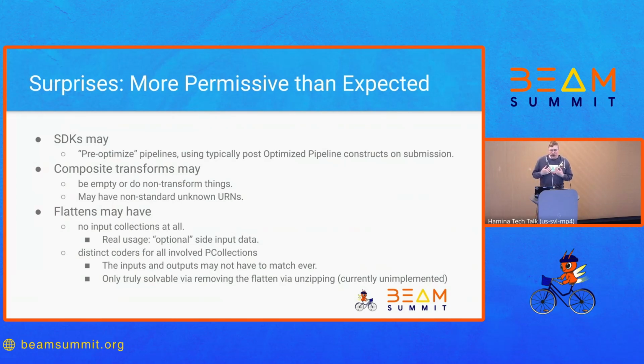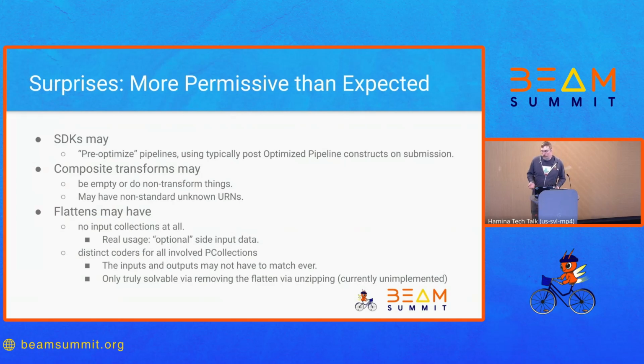Things I didn't know about until I started dealing with the Java and Python SDKs and making Prism work for them was that SDKs turn out to be able to pre-optimize pipelines. This happens for the Python SDK in that it will do combiner lifting and split out splittable DoFns if necessary before submitting a pipeline to the job management service. So Prism needed to be tolerant about that because it can still execute those optimized transforms.